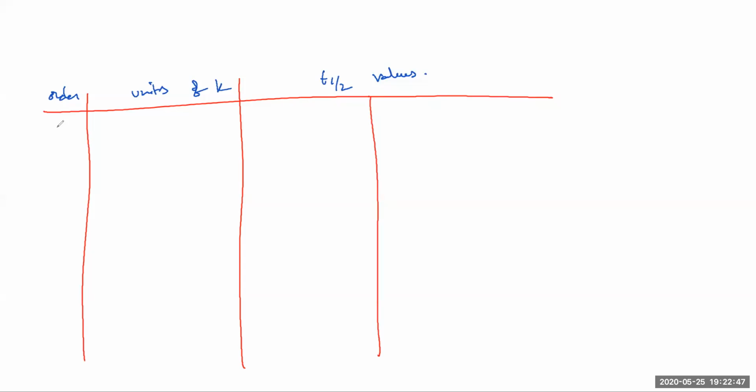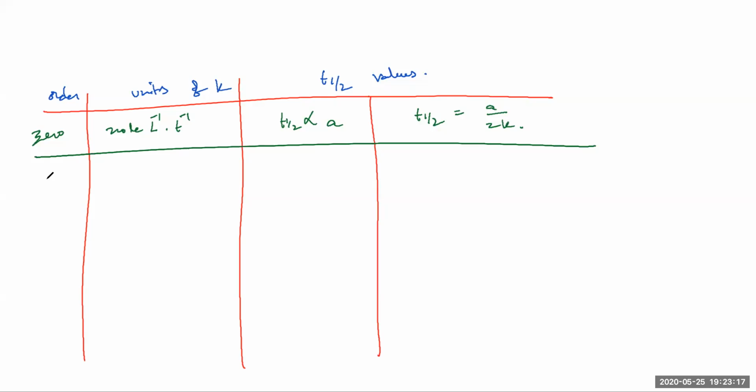Take now, first start with zero order. What are the units? Mole per liter per time. t half is directly proportional to initial concentration A. That means t half is equal to A by 2k. Correct. Next, first order. What are the units? Only time inverse.